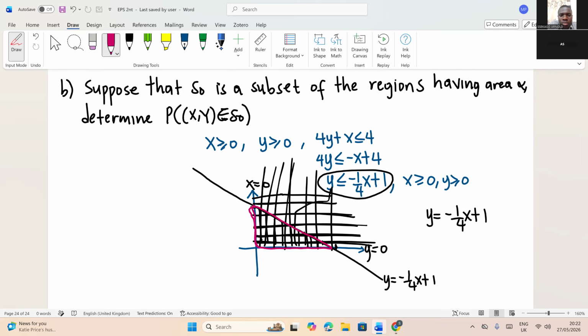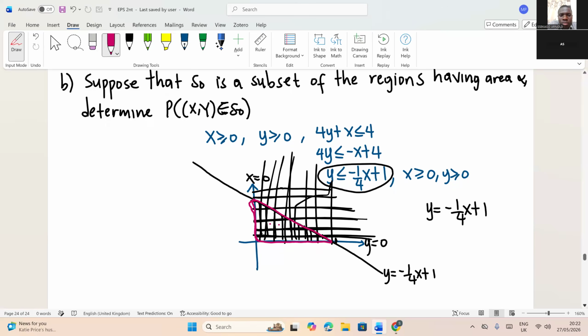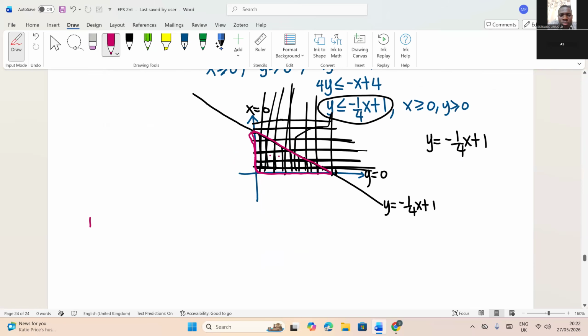The question says that a point is chosen at random from that region. That point can be here, can be there. It is a point which I don't know. So what am I going to say? I'm going to let my joint distribution f of xy be that point, say k, which I don't know.